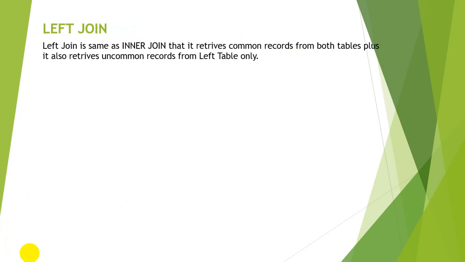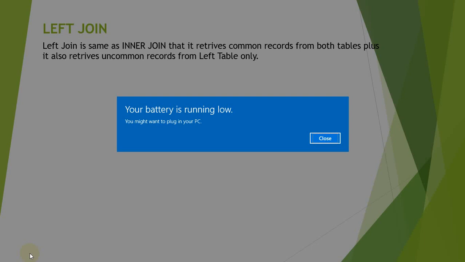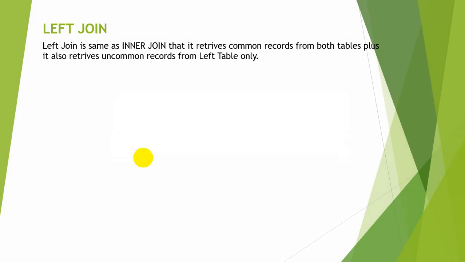Left join. Left join is the same as inner join in that it retrieves common records from both tables, plus it also retrieves uncommon records from the left table only. The concept of the left join is that it retrieves both the common records as well as the records from the left table which are not in the right table.